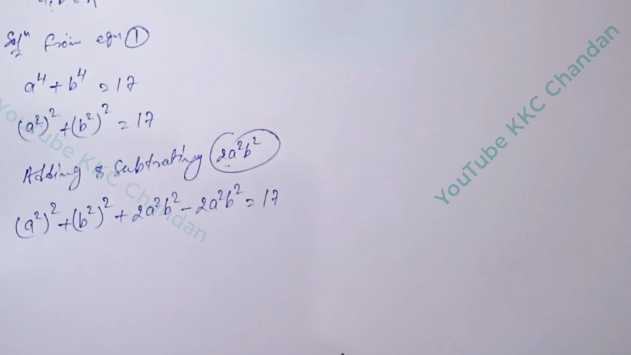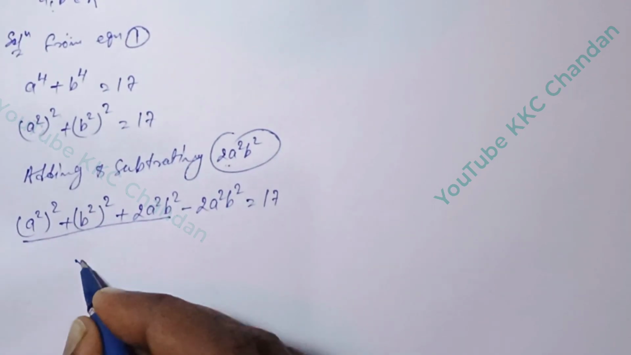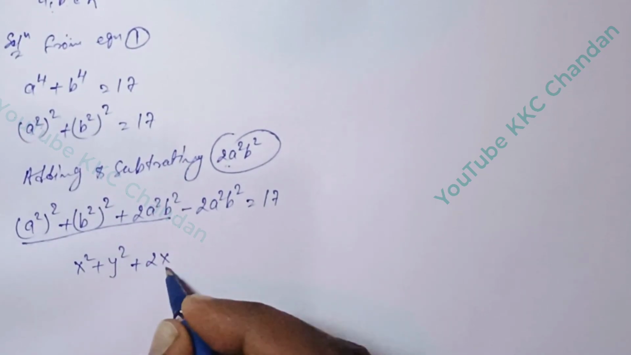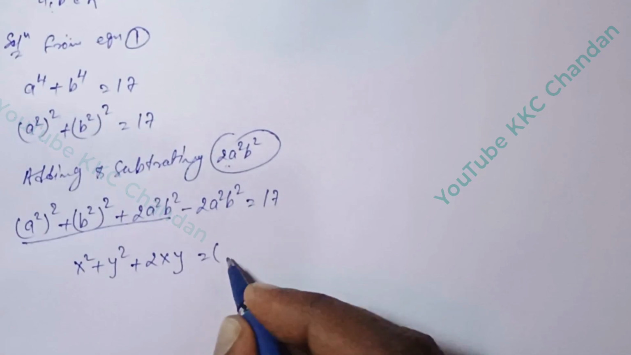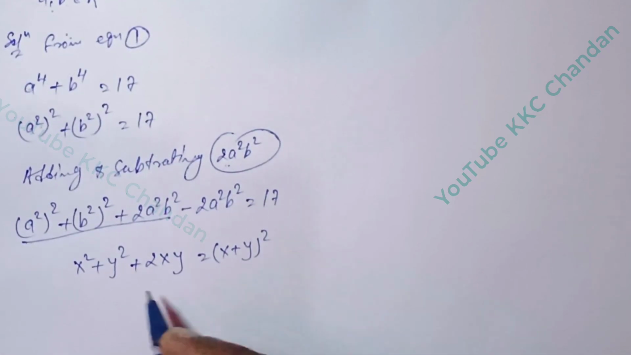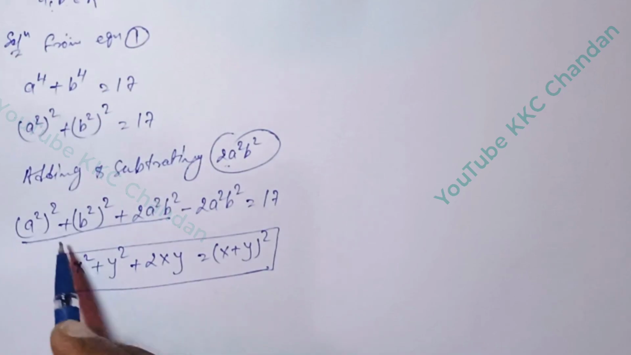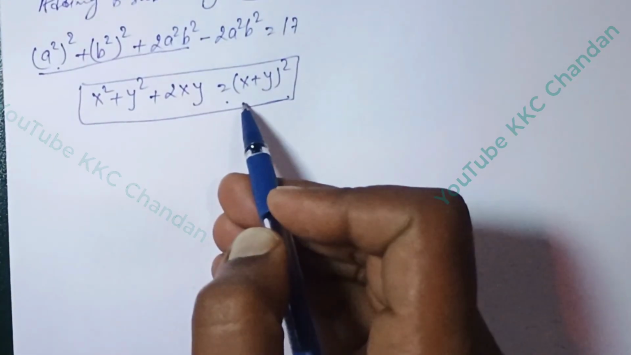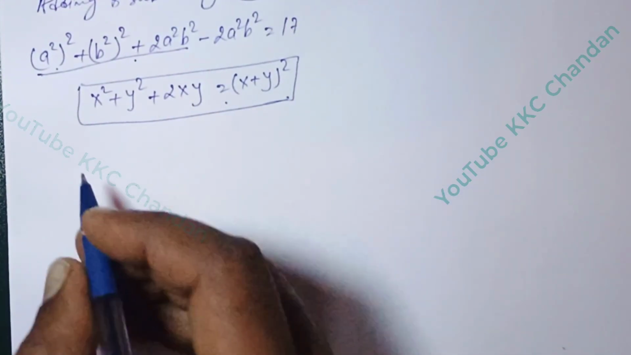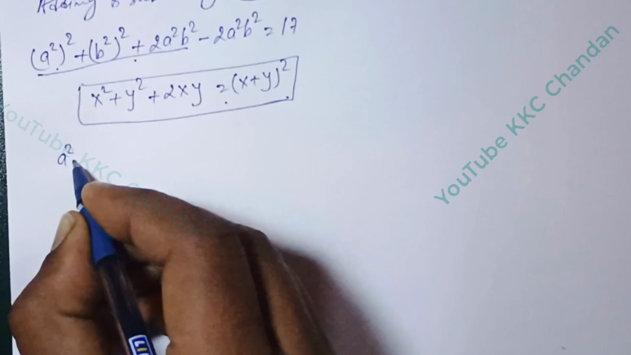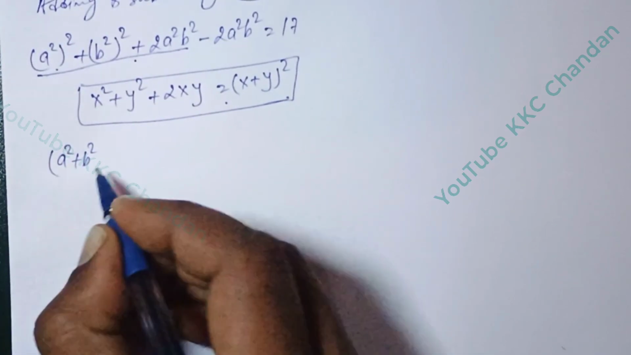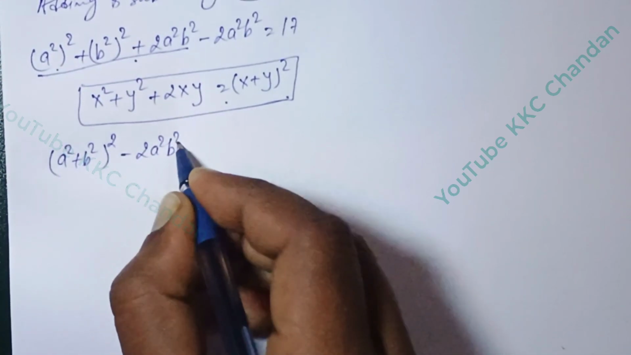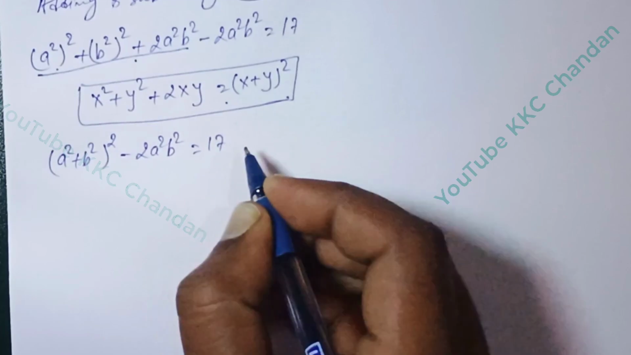After the next step, this is in the form of x square plus y square plus 2 into xy is equal to x plus y whole square. This is in this form. So next step, this formula will be applied in this place. See here, next step, bracket open a square plus b square bracket close whole square minus 2a square b square is equal to 17.